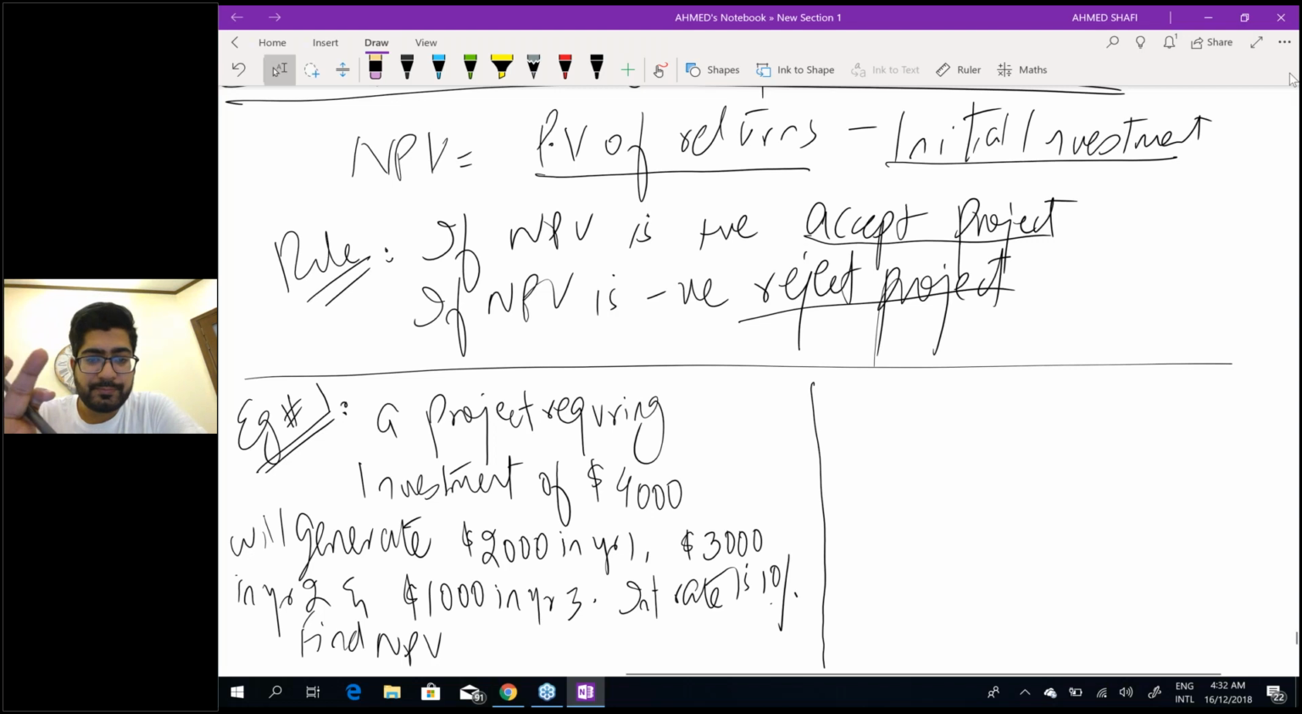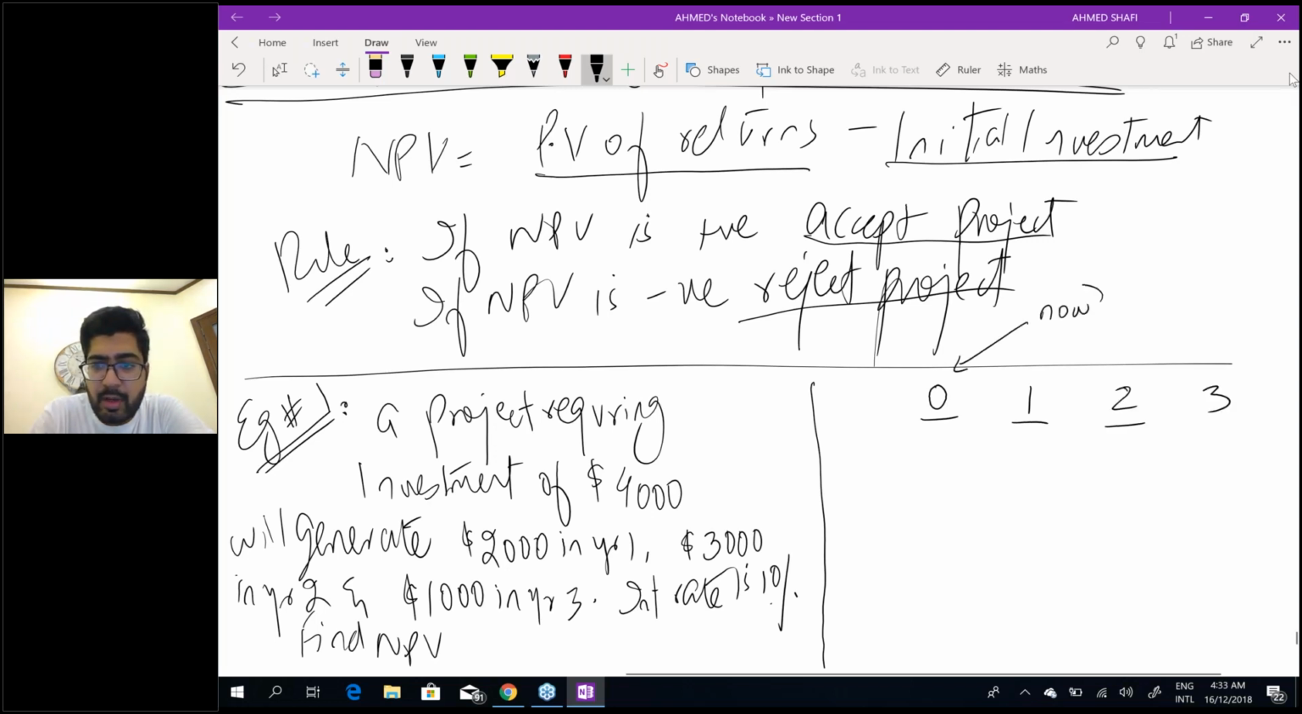Looking at the life, whatever is the life, make one extra column. Like you can see, a project requiring an investment of 4,000 will generate 2,000 in year 1, 3,000 in year 2, and 1,000 in year 3. The life is 3 years. You first need to make columns of 3 years. But since the life is 3 years, make one extra column. Make 4 columns: 0, 1, 2, 3. Year 0 means now.